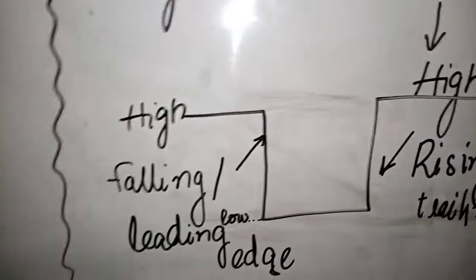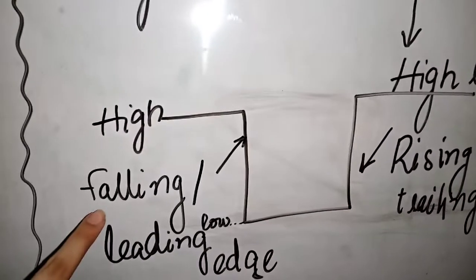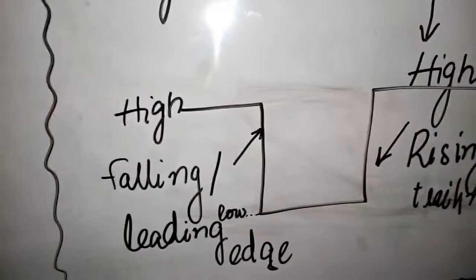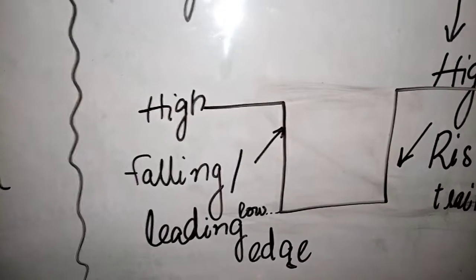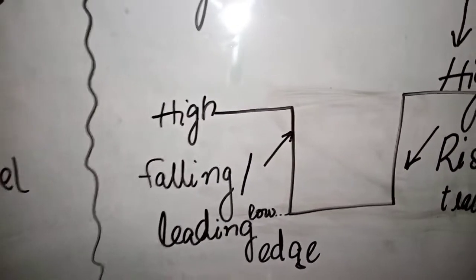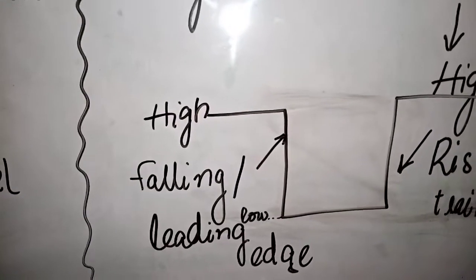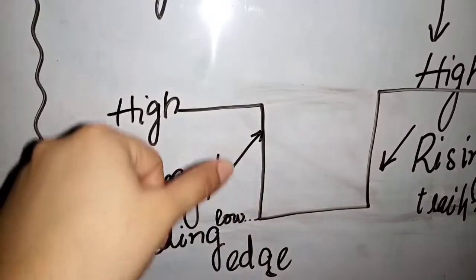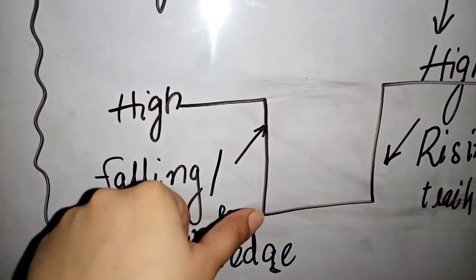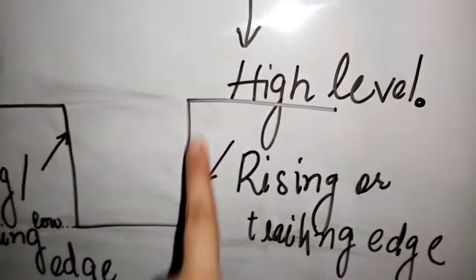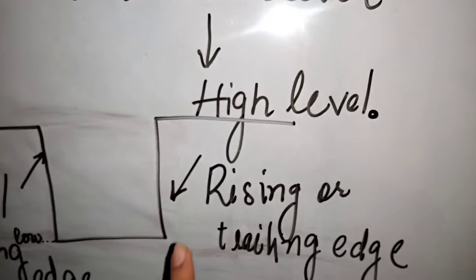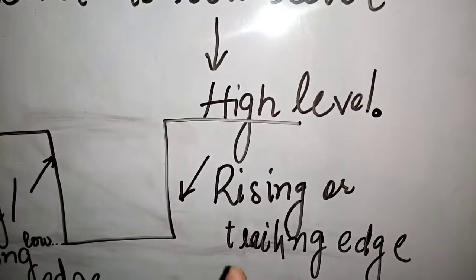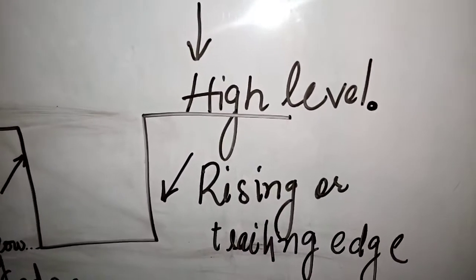But you can see there is this little twist, that this time the leading edge is called the falling edge, because don't remember it as leading edge will always be called a rising edge. No. Leading edge is the edge which is coming first. And it is called falling because the condition over here is falling. And the condition over here is rising, because from the low state, the level is raised to the high level. That is why it is called a rising or trailing edge.